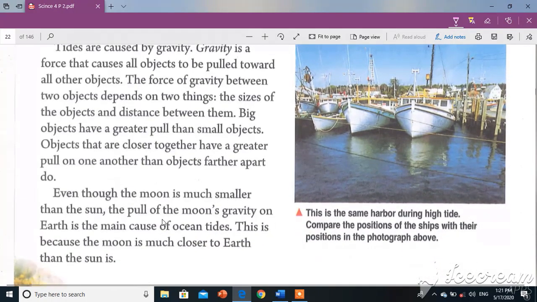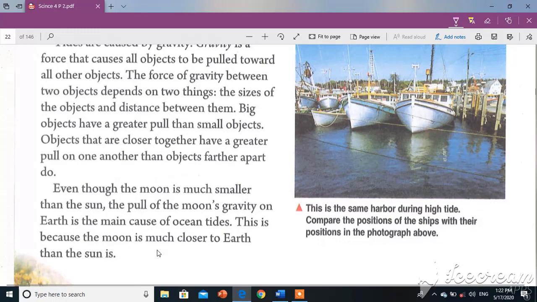Even though the moon is much smaller than the sun, the pull of the moon's gravity on the earth is the main cause of ocean tides. What causes tides? The moon's gravity. Why does the pull of the moon's gravity cause ocean tides on earth? Because the moon is much closer to earth than the sun is.